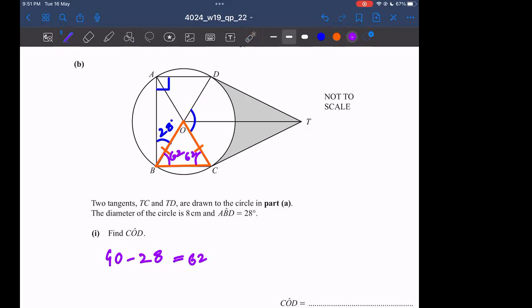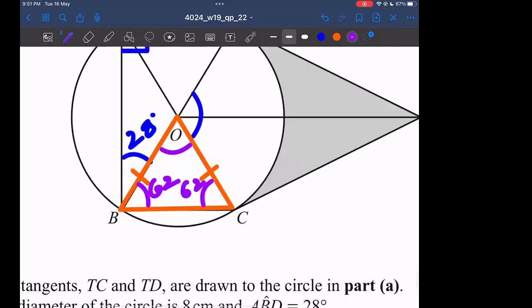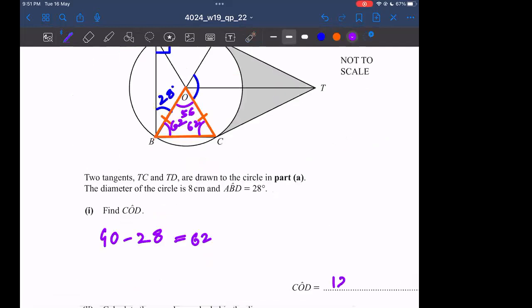Now find out this angle. So 180 minus 2 times 62, it is going to be 56. We need to find out this angle. So 180 minus 56 is going to be 124. This is going to be the answer for COD.